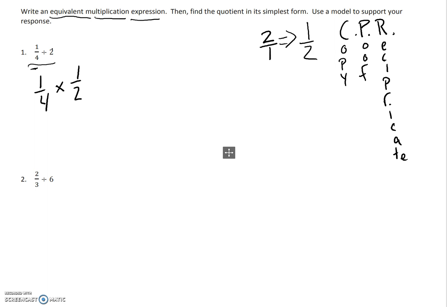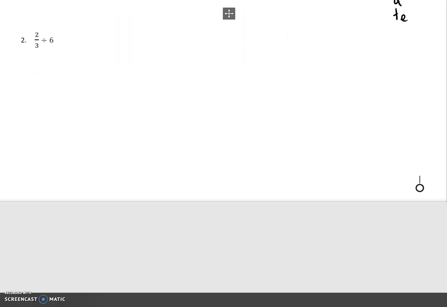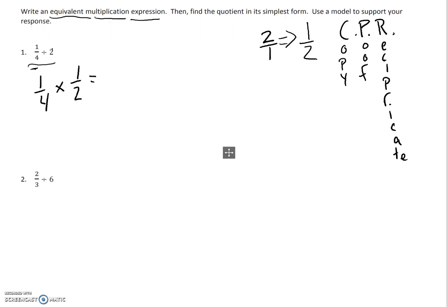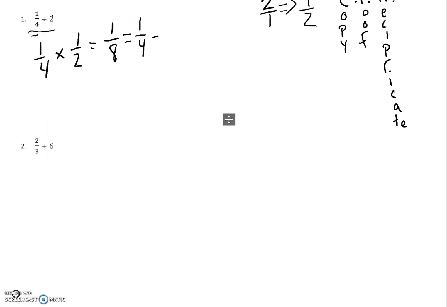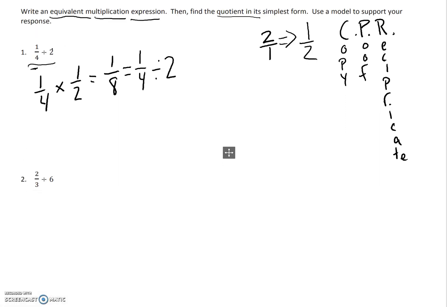So now I can make a nice easy multiplication problem. 1 times 1 equals 1, and 4 times 2 equals 8. It then says find the quotient in its simplest form. Well, guess what? I already did that. So there's my equivalent multiplication problem, and this is all equivalent to that quotient problem, 1/4 divided by 2. So right now I'm all done with that.